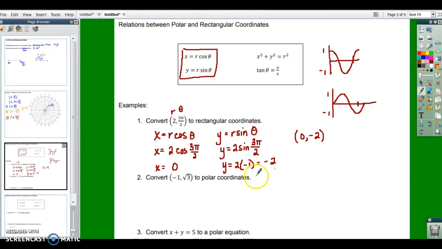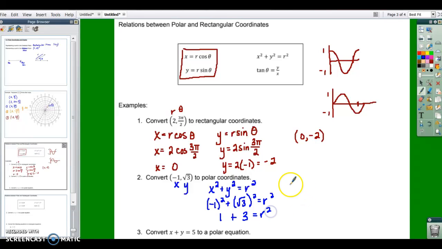If we're going the other way, we're going to use these other equations. So I have an x and a y value I need to convert into r and theta. I'll start with x squared plus y squared is equal to r squared. So I have negative 1 squared plus root 3 squared is equal to r squared. That would be 1 plus 3 is r squared. R squared would be 4, so r would be 2. And now I know that the tangent of theta is going to be root 3 over negative 1.